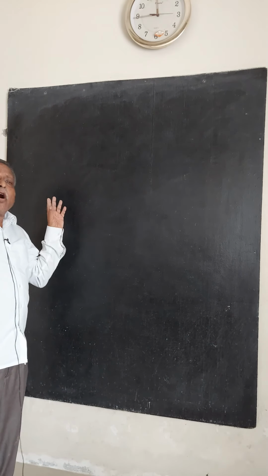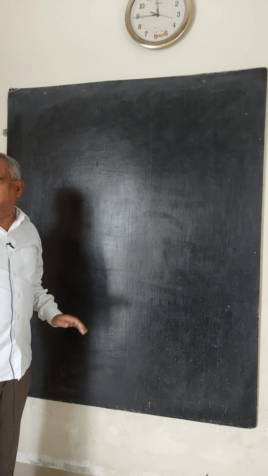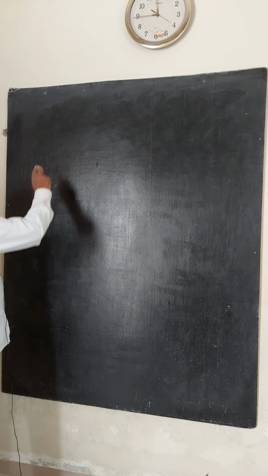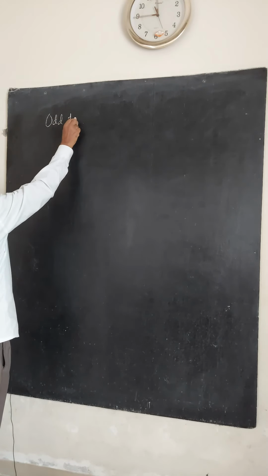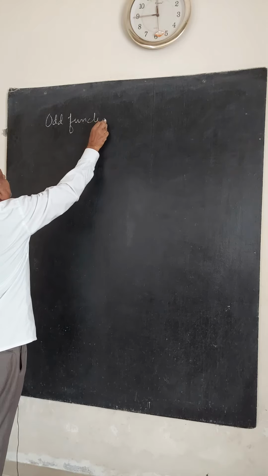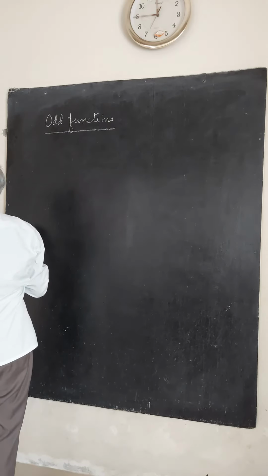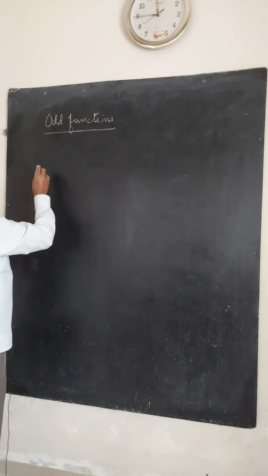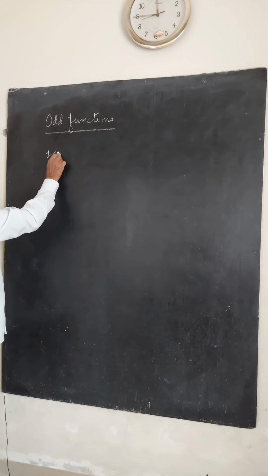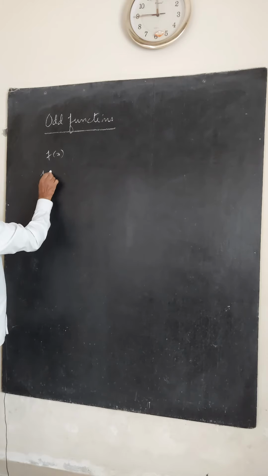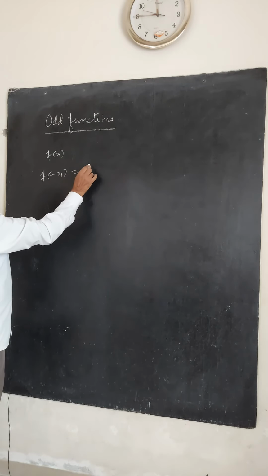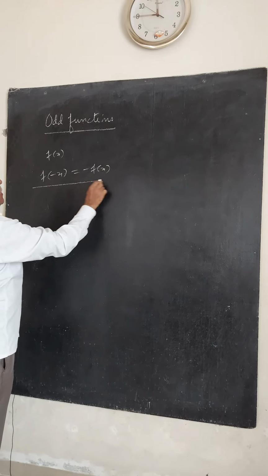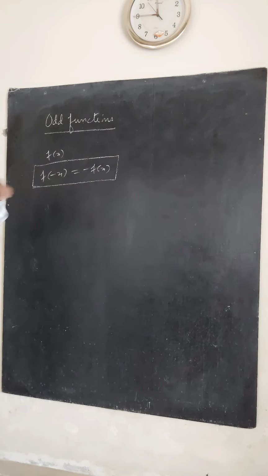When you are studying the complex form of Fourier transforms, we will use odd functions. See, there is a function f of x. If you give negative for every x, it will give negative outside. This is called an odd function.